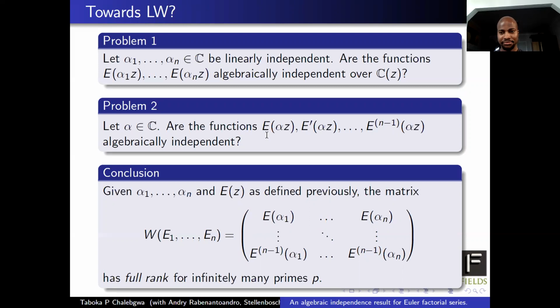And so problem number 2 would just be to show that for this Euler factorial series in particular, the function together with its n-1 derivatives are algebraically independent. And once you've established these two theorems or problems, you immediately get a result of the sort: given alpha 1 up to alpha n algebraic numbers, then the Wronskian of E1 up to En has full rank for infinitely many primes. That's what you deduce immediately, because what you get is that all of the matrix of the Wronskian is algebraically independent, and each column is also algebraically independent for infinitely many primes P.